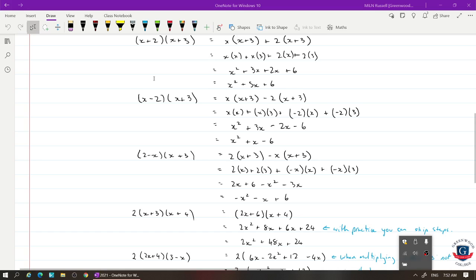Next one, this one has a negative symbol in it, so we have to be a little bit careful. X times this whole bracket, negative 2 times this whole bracket. There's the first part. Here's the negative 2 times that whole bracket. This is how it expands.